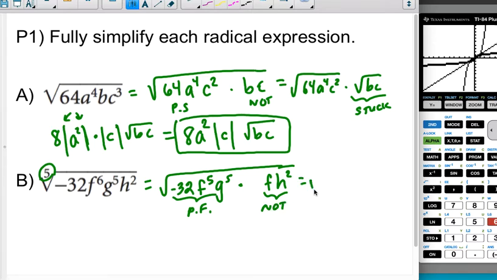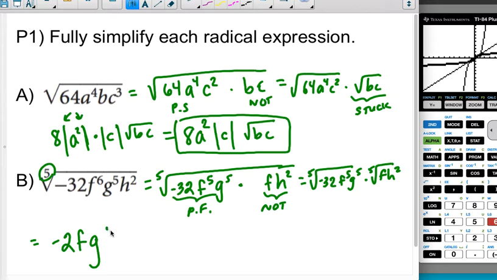So if it helps, you can split this into two radicals. Oh, sorry, that's not a square root, that's a fifth root, my bad. I forgot the index. So a fifth root of negative 32 f to the fifth g to the fifth, times the fifth root of the stuff that's not going to make it out of the root. So I take the fifth root of negative 32 and get negative 2. The fifth root of f to the fifth is f, the fifth root of g to the fifth is g, and then I'm stuck with this fifth root of fh squared.